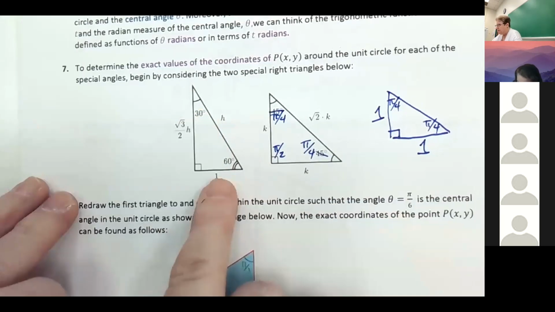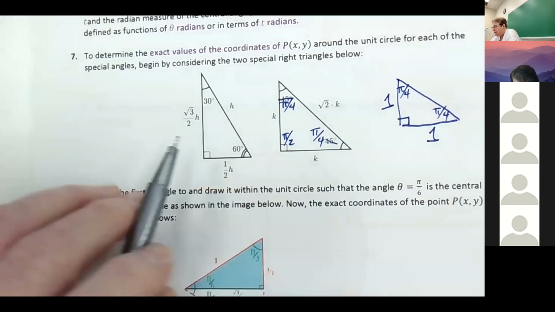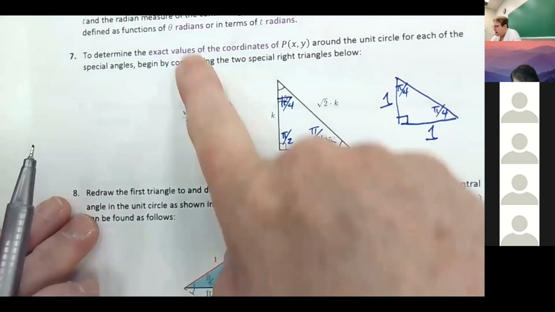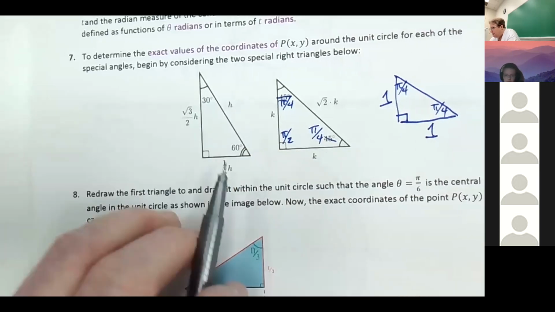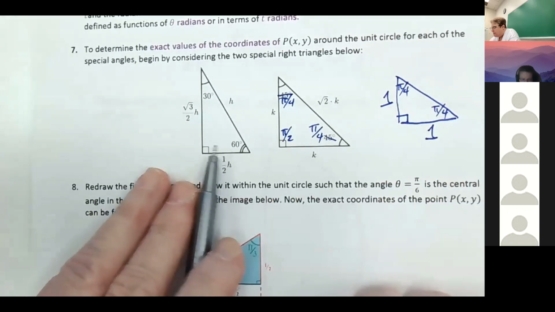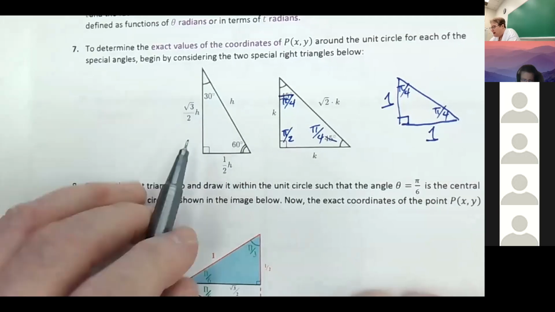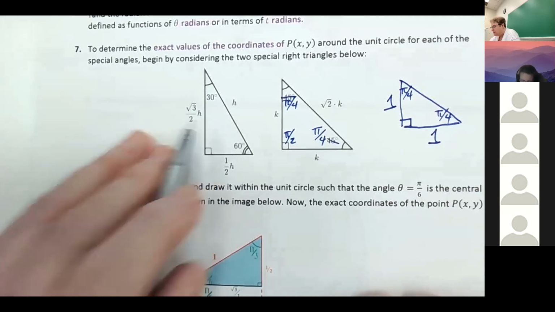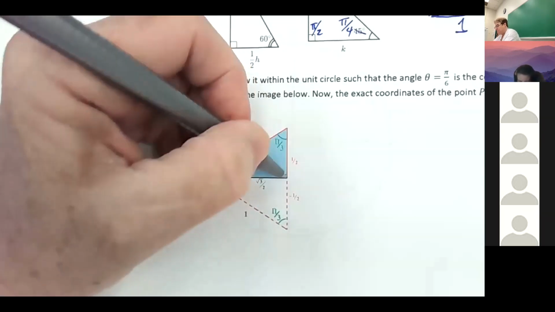Well, now let's look at the part that I skipped. What about a 30, 60, 90 triangle? Again, we're going to have the hypotenuse, and we're going to use the fact that whatever the hypotenuse is, the base is 1/2 times that hypotenuse, and the height is square root of 3 over 2 times that hypotenuse. And we're drawing that triangle inside the unit circle.